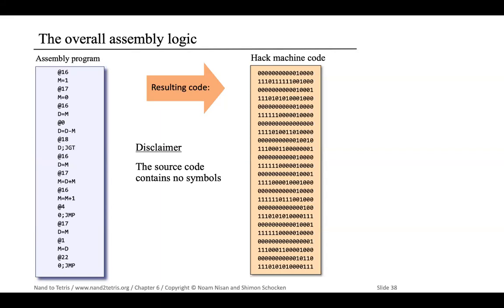The first part is to make an assembler which works on this symbol-less code, because this will ensure that, is your parser working? Is your value to symbol comparison in your symbol table working? Because when you say add 16, you should be able to identify that it's a number and create a binary string.